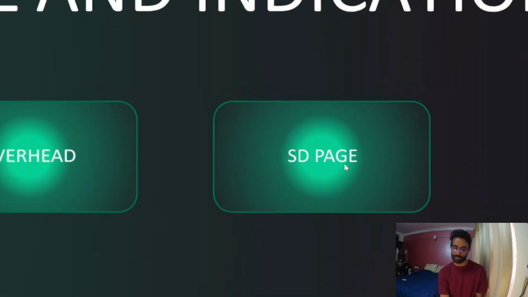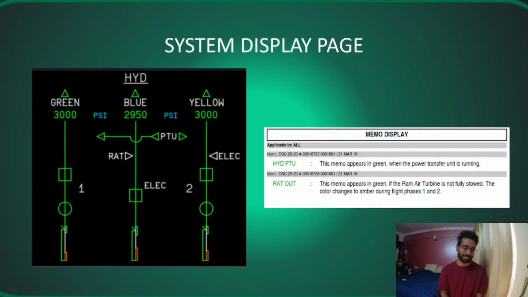Now let's talk about the system display page, which we already discussed, but we'll just quickly recap. So this is your reservoir. The valve is for green and yellow. It will turn cross if you operate certain switches, which will stop the flow of hydraulic fluid. You have engine 1, which is operating the engine driven pump, which is this box. This is your engine 2 driven pump. You have 3000 psi for the green system, which is normal. The RAT is off. The PTU is not working now. If it is working, it will be solid in color. The RAT is not working now.